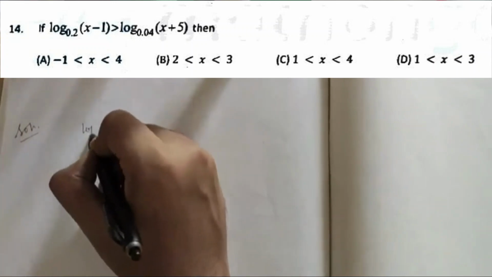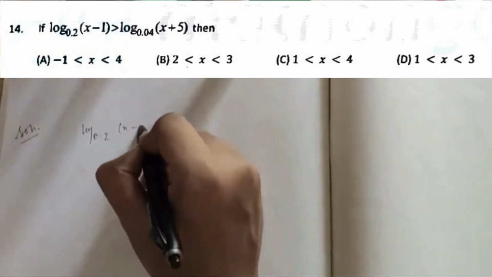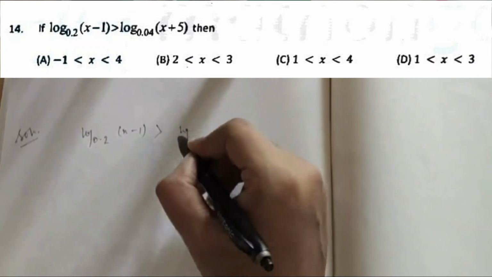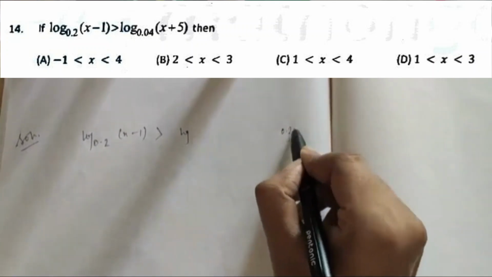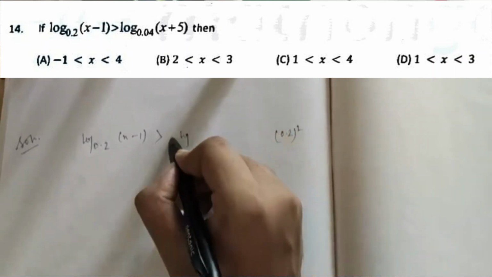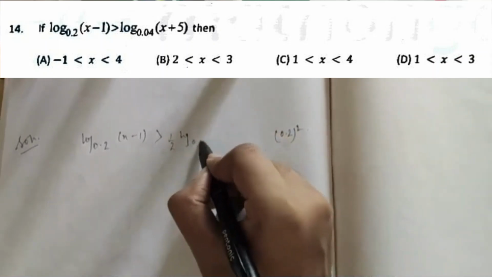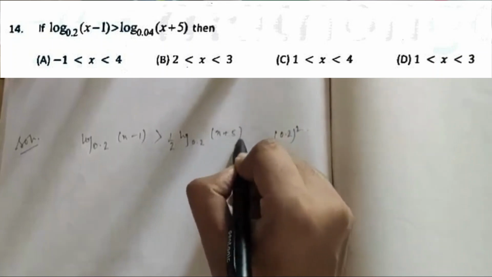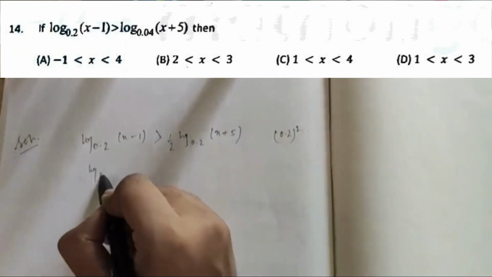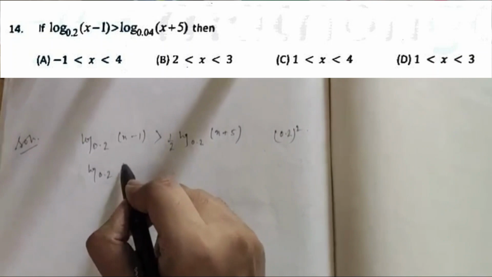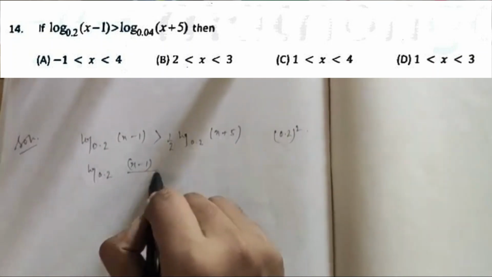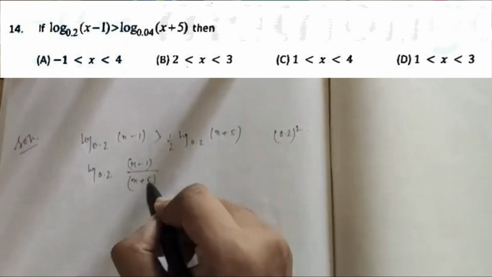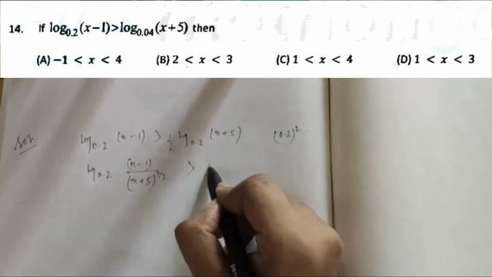So in the next question, it's given as log base 0.2 of x minus 1 is greater than log base 0.04 of x plus 5. So 0.04 is the square of 0.2. So in that case I can write it as half log base 0.2 of x plus 5. So here in the next step I can write it as log base 0.2 of x minus 1 by x plus 5 to the power half is greater than 0.